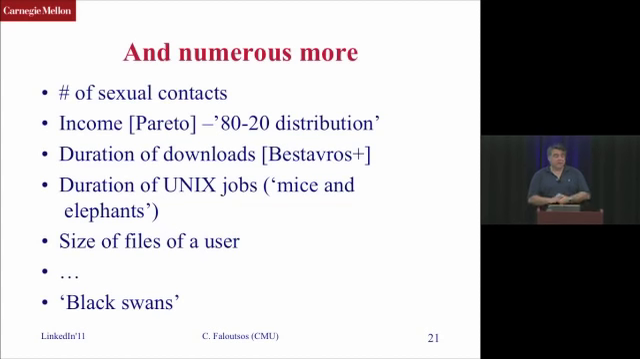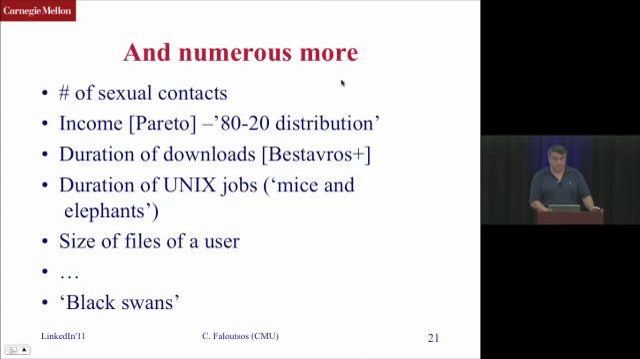And there are many more examples. Number of sexual contacts, in a paper by Liljeros and their colleagues. The income distribution follows the so-called Pareto distribution, which colloquially is described as the 80-20 distribution. 80% of the wealth goes to 20% of the people. 80% of the work is done by 20% of our employees, and so on and so forth.